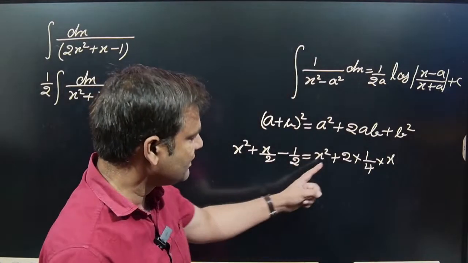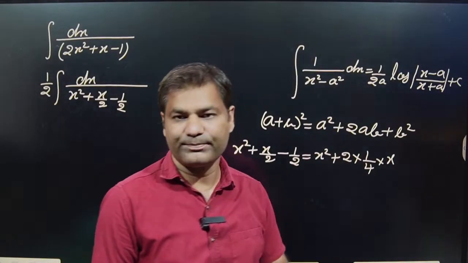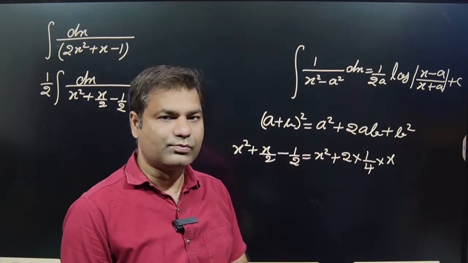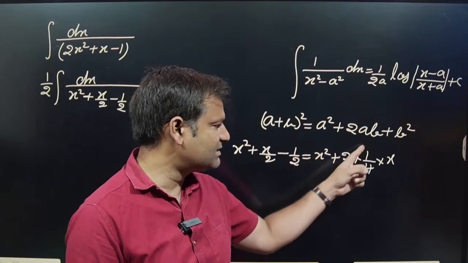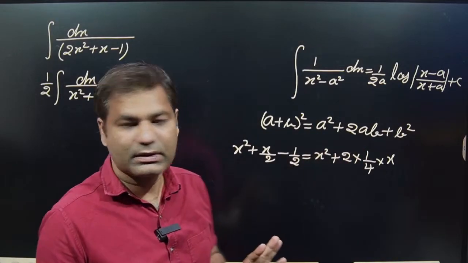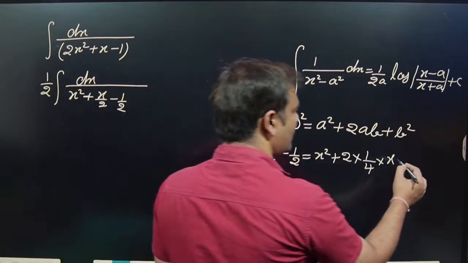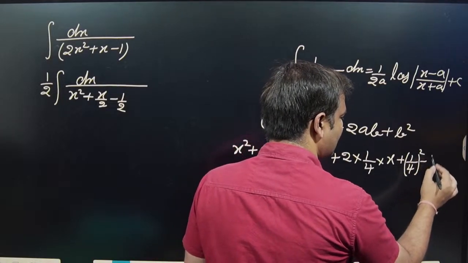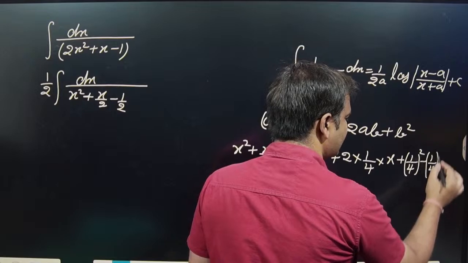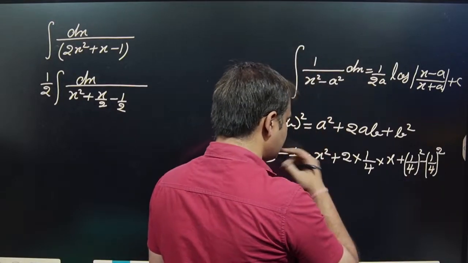Okay, here x square plus 2a into b. So basically if x is a, then b is how much? 1 by 4. That's why (1 by 4) whole square is added and (1 by 4) whole square is subtracted. Okay, minus half.